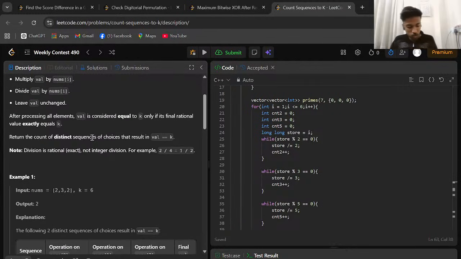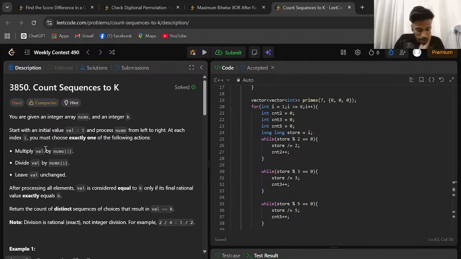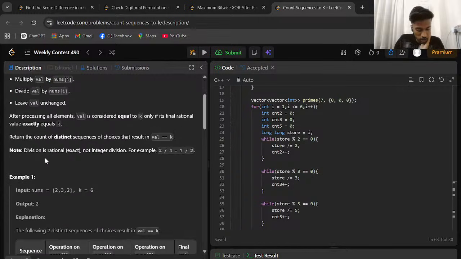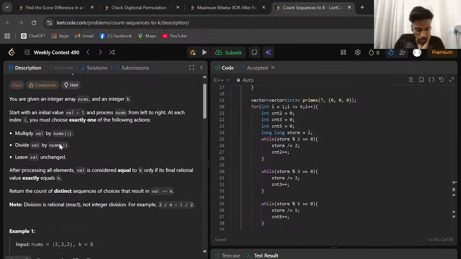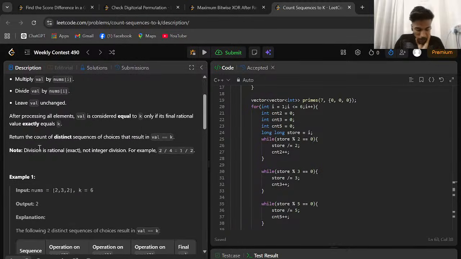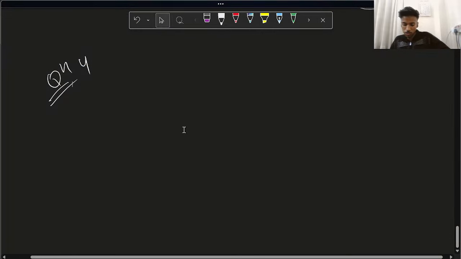So what you are asked is that you can either multiply val by nums of I, divide val by nums of I, or leave val unchanged. Initially your val is equal to 1. So let me explain the question first. What does the question say?